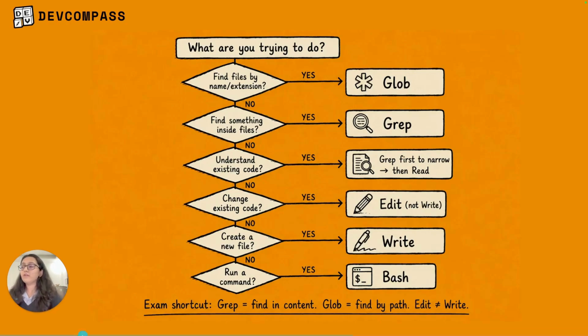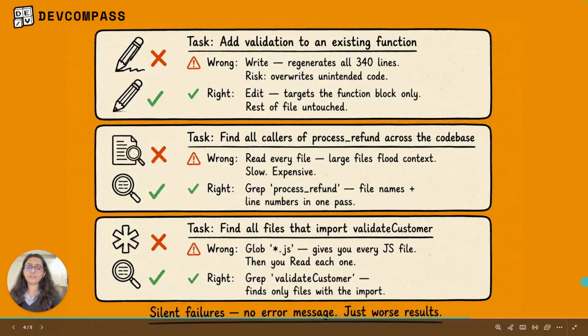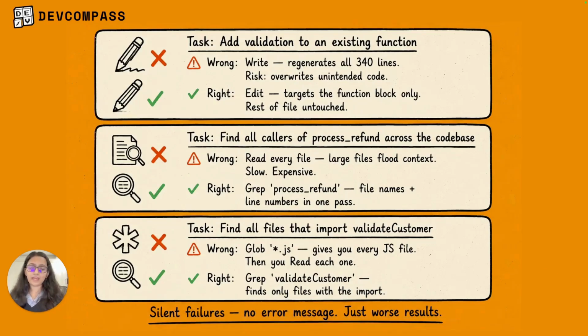Okay. Now, before we summarize the whole thing, here are the 3 anti-patterns that the walkthroughs ahead are going to ask you to diagnose, and these are the mistakes that don't produce an error message. They just produce worse results silently. So the first one, using write on an existing file. The task: add input validation to the process refund function in, let's say, the refund handler.js file.